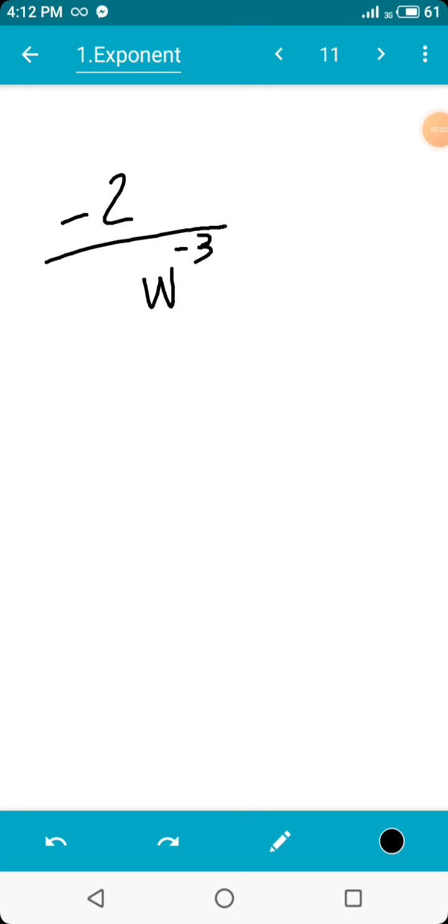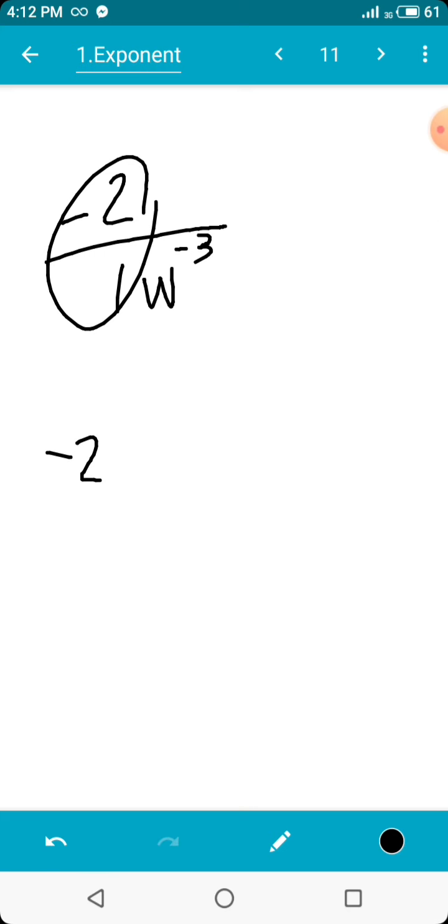Okay, so let's simplify this. So, meron tayong negative 2 over w raised to negative 3. So, una, yung number muna yung i-simplify natin. So, we have negative 2 and yung ilalim niya ay 1. Alright? So, kung walang coefficient yung variable natin, matik yun na 1. Okay? So, to simplify negative 2 and 1, that is simply negative 2.